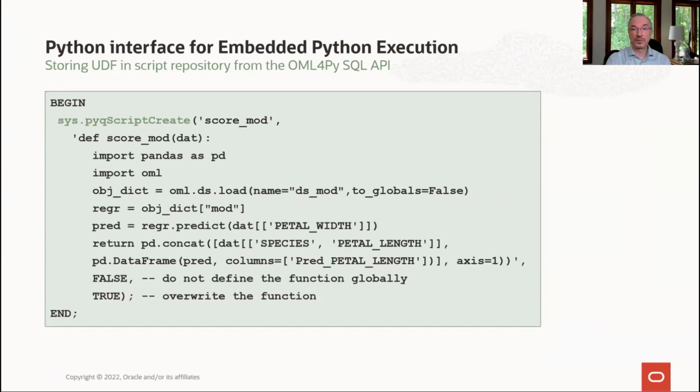Now in this example, we're taking the same user-defined function, but storing it in the database using the SQL API via the PyQScript procedure, which we saw earlier. Python developers and data scientists can provide Python UDFs to their SQL user counterparts for storage in the database, or they can hand them off directly to the database themselves. Then they just provide the name of the function in the script repository to developers using SQL or REST.